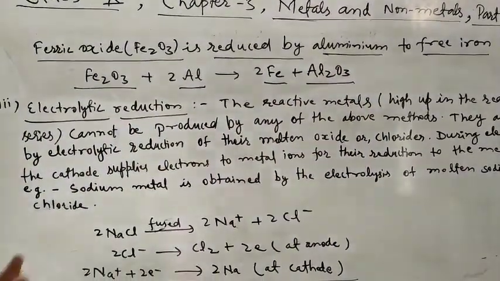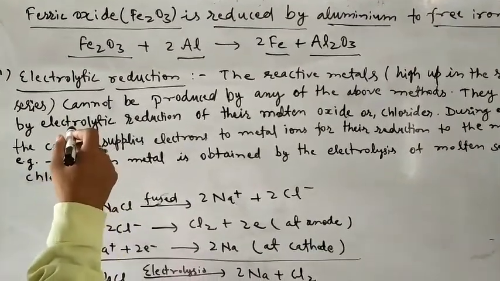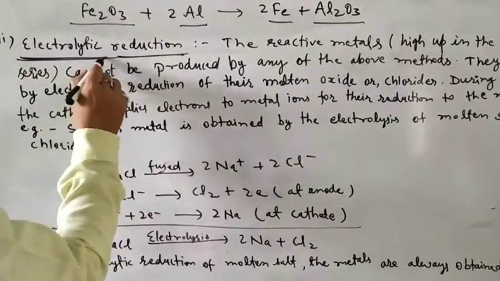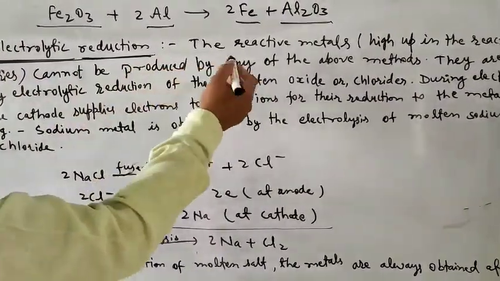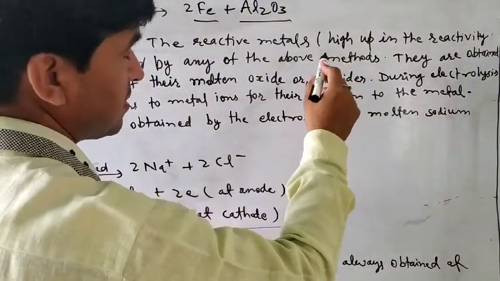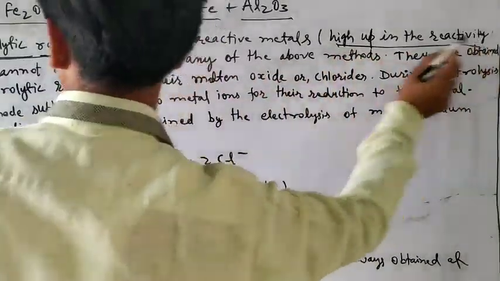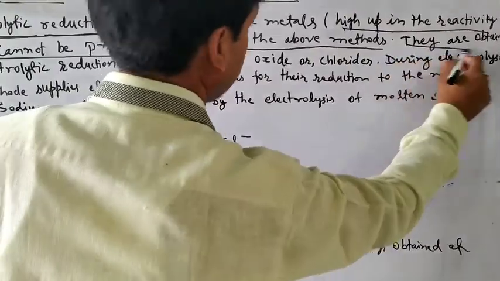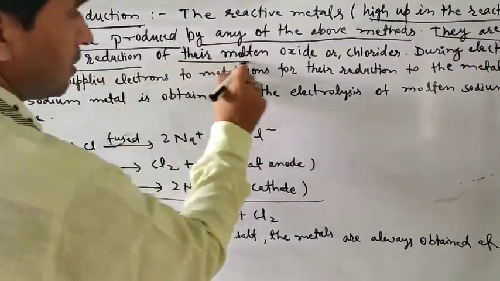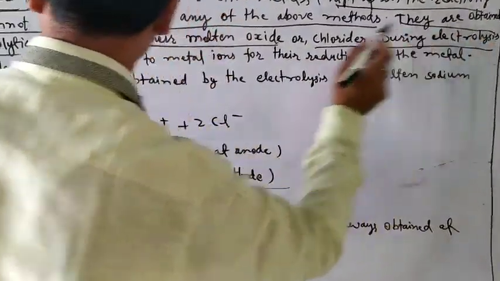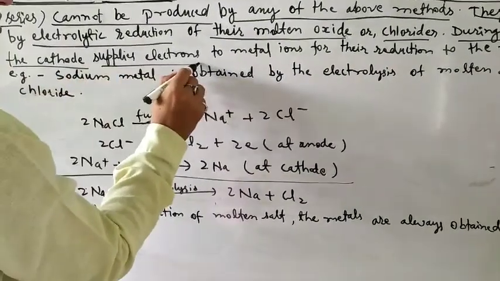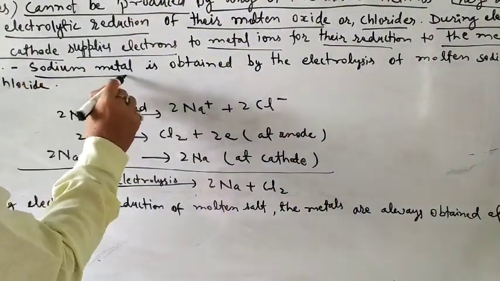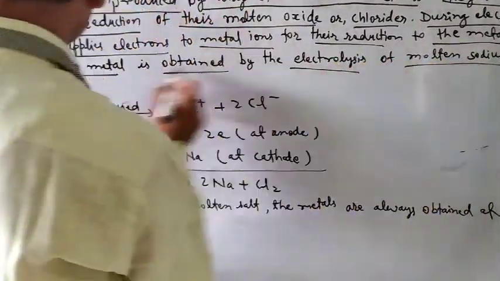Some metals are very reactive and are in the higher position in the reactivity series. Such metals are separated by electrolytic reduction. The reactive metals like sodium, potassium, lithium that are high up in the reactivity series cannot be produced by any of the above methods. So they are obtained by electrolytic reduction of their molten oxides or chlorides. During electrolysis, the cathode supplies electrons to metal ions for their reduction to the metal. For example, sodium metal is obtained by electrolysis of molten sodium chloride.